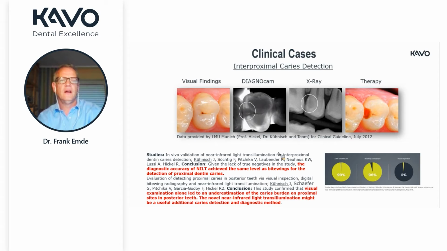Also here, just an illustration of what they found. The Diagnocam can find 99% of the lesions, bite wing 96, so more or less on the same level, but visual inspection, when it comes to approximal caries lesions reaching dentin, only 2%.